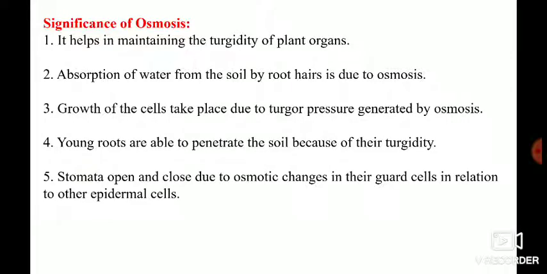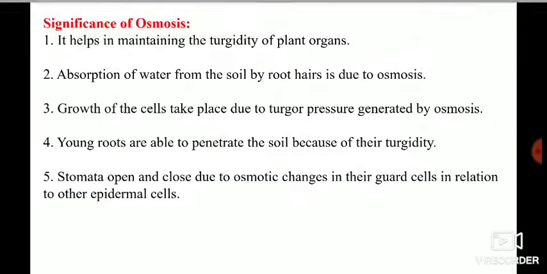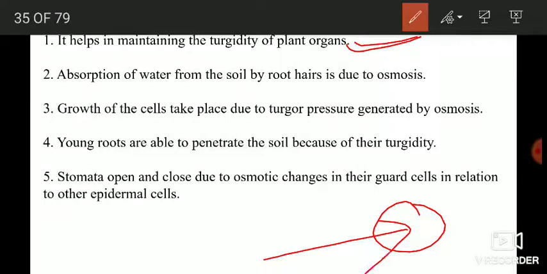Now the significance of osmosis in plants. A number of important things that osmosis does in plants include: it helps in maintaining the turgidity of plant organs. The plant organs are turgid because of the phenomenon of osmosis. They gain water from the surroundings, and because of the entry of water, these organs become turgid.